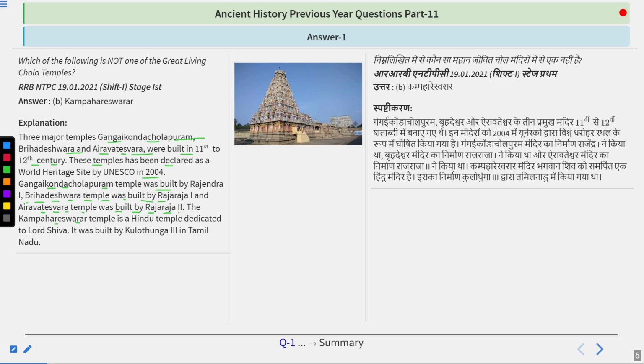The Kampahareshwarar temple is a Hindu temple dedicated to Lord Shiva. It was built by Kulothunga III in Tamil Nadu. So do remember the name Kampahareshwarar. This was not built particularly by the Chola Empire. It is a Hindu temple dedicated to Lord Shiva, built by Kulothunga III in Tamil Nadu. So remember his name.